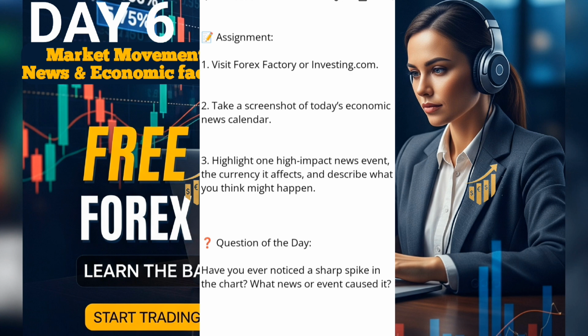Question of the day. Have you ever noticed a sharp spike in the chart? What news or event caused it?